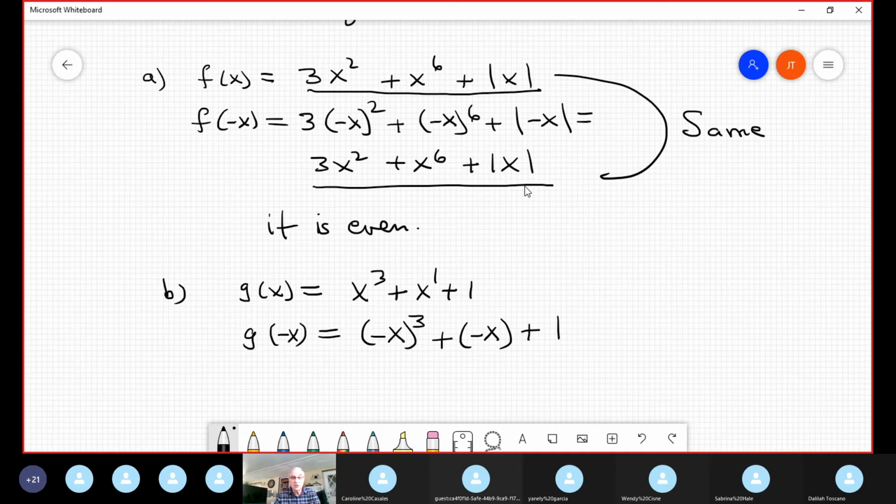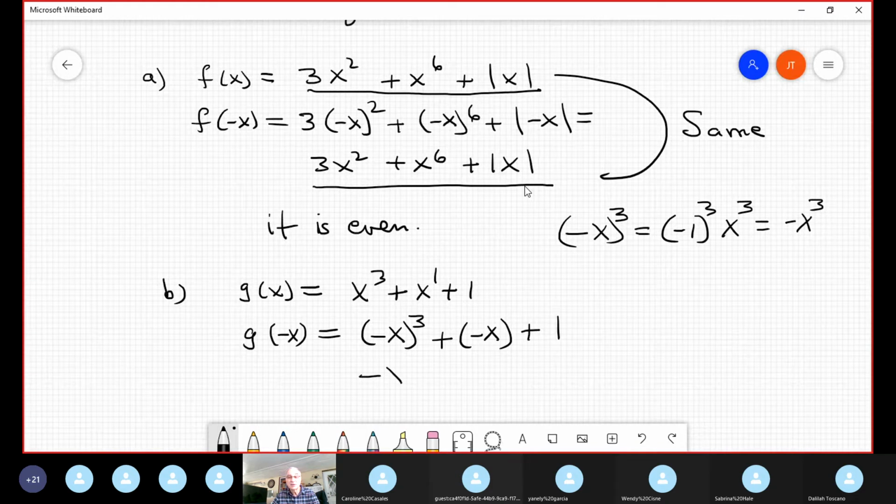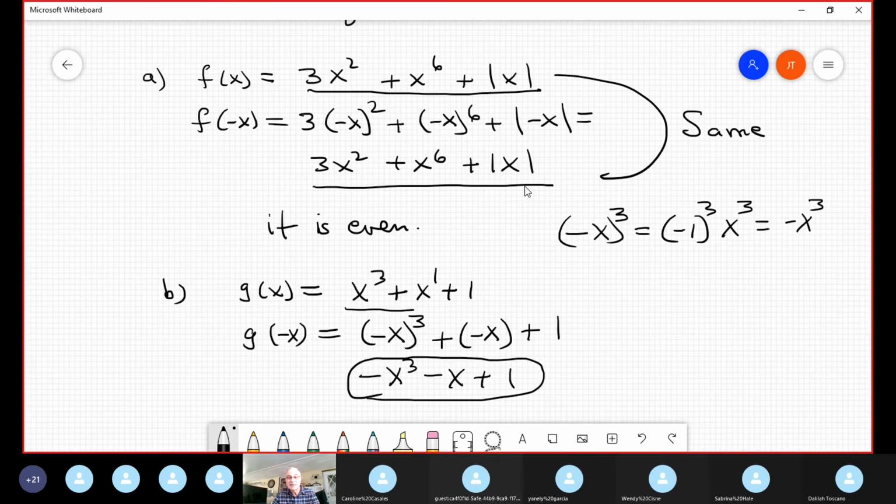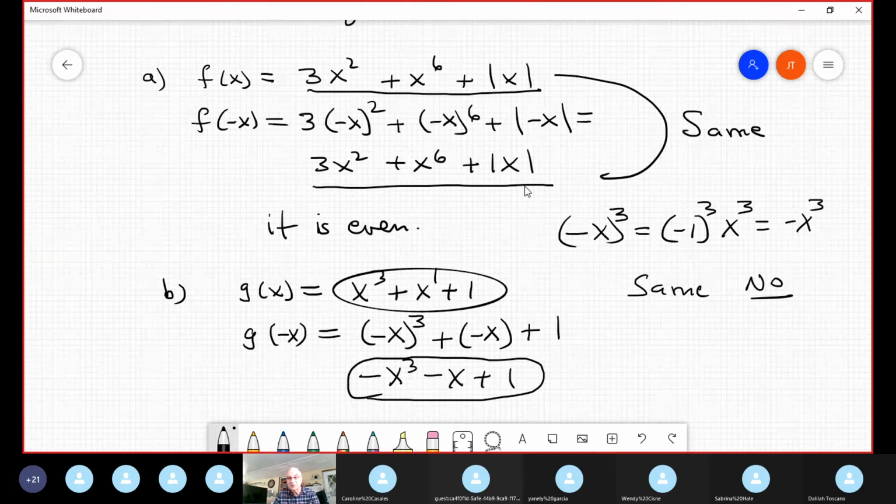Okay, so I know that when it is an odd exponent, it is negative 1, because negative x cubed, for example, in my mind, works like minus 1 to the cubed power times x cubed, no? And negative 1 to the cubed power is negative 1. So this is negative x cubed. And plus and minus is negative, plus 1. And we compare this and this. It's not the same. So, not even. It's completely opposite signs.